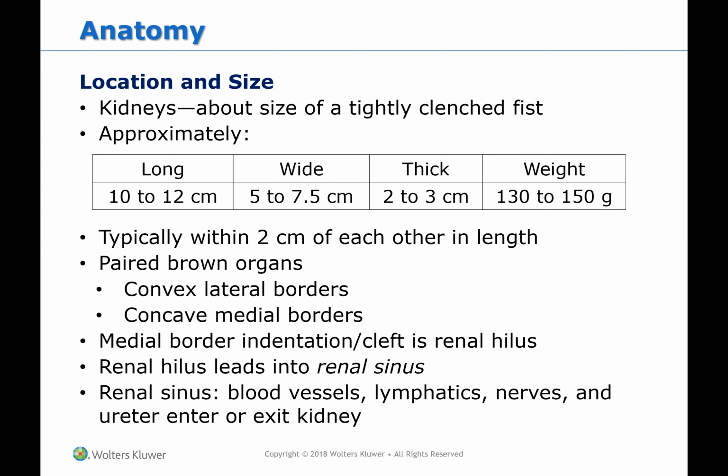They're brown organs, and they have convex lateral borders and concave medial borders. So they're round in the lateral and more concave in the medial. The medial border is going to be the renal hilus, and the renal hilus leads to the renal sinus, and the renal sinus has the blood vessels, lymphs, nerves, and ureter. So that's going to be the medial portion of the kidney that contains everything that enters in and out of the kidney.